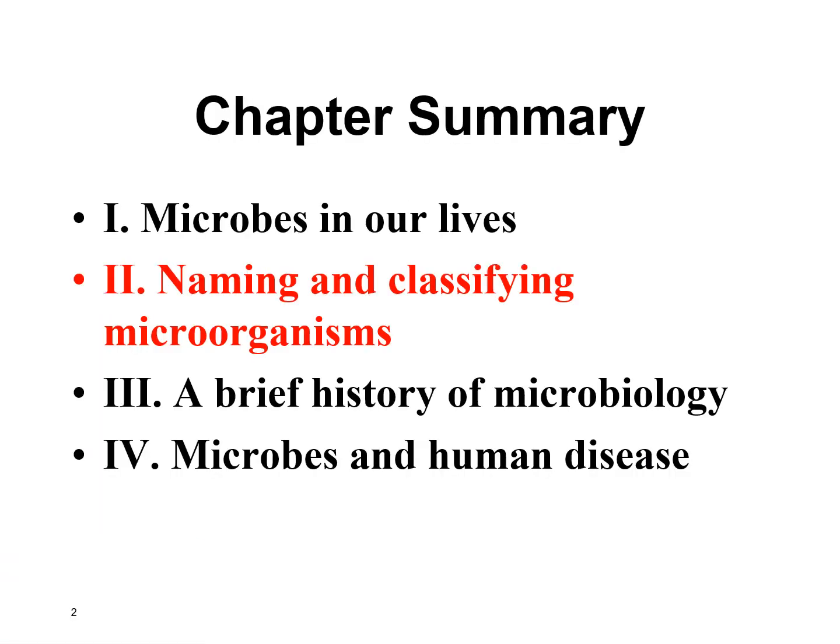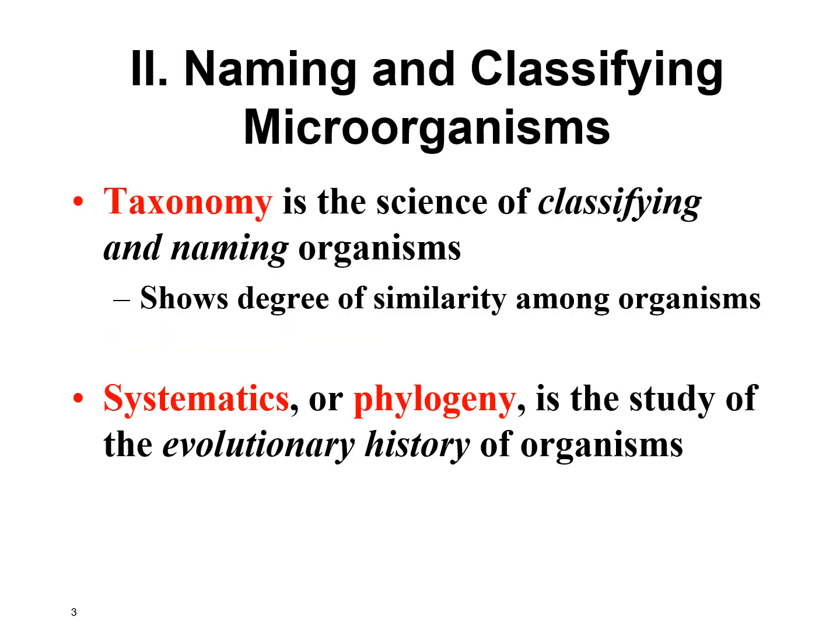Going to go over the naming and classifying of microorganisms. Taxonomy is just the science of classifying and naming organisms. Tax just means order and nom means name. So taxonomy literally just means the order of naming. And then systematics or phylogeny, that just shows the evolutionary history of organisms. So this is just when you're making the evolutionary trees to show the relationships between different species.